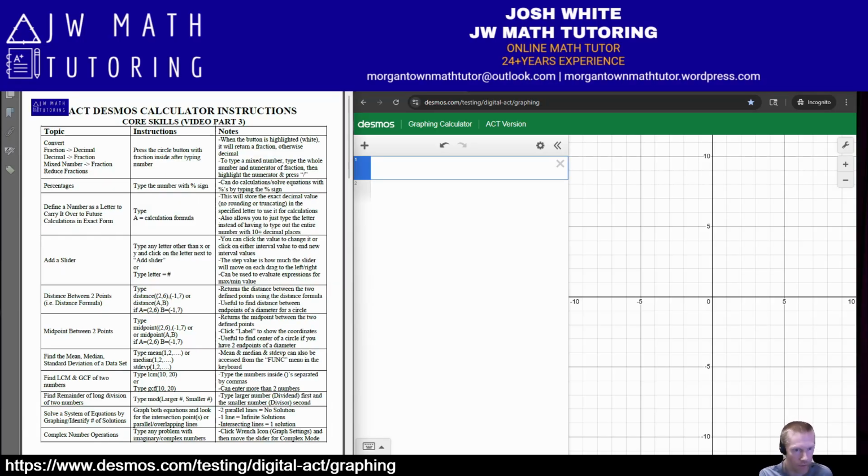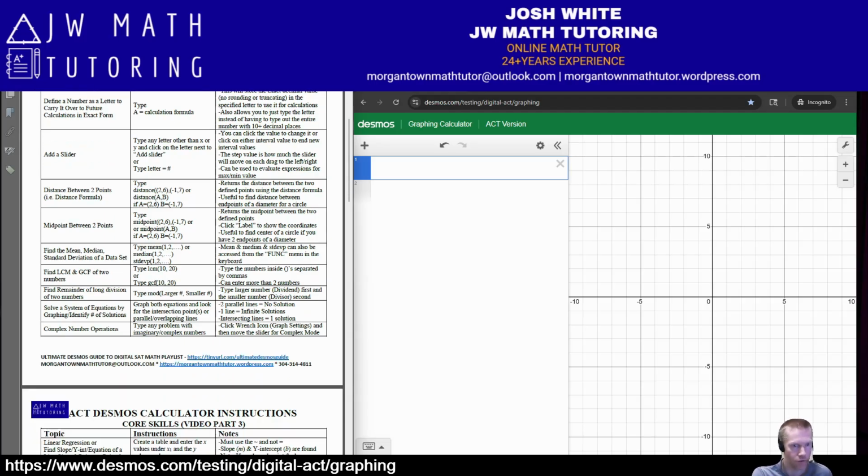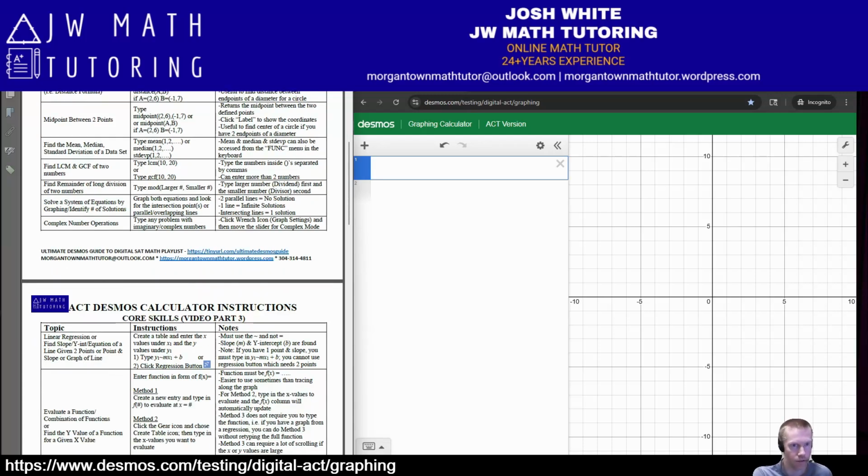All right, next up we have finding the remainder of long division of two numbers. I'm just going to scroll up here so it's a little bit higher on the screen. The way you do this is you use the mod function. So you type mod and then you put the larger number first and the smaller number second, meaning if you think about a fraction form for division, it would be the numerator first and the denominator second. Okay, this is very useful.